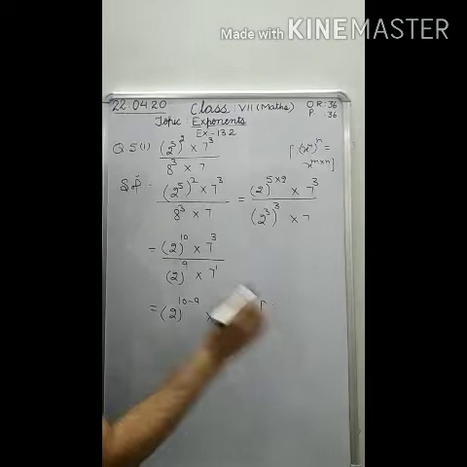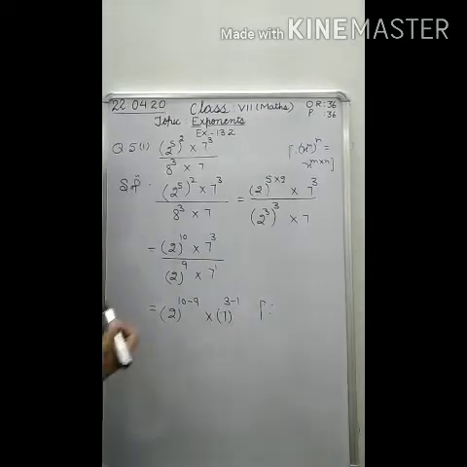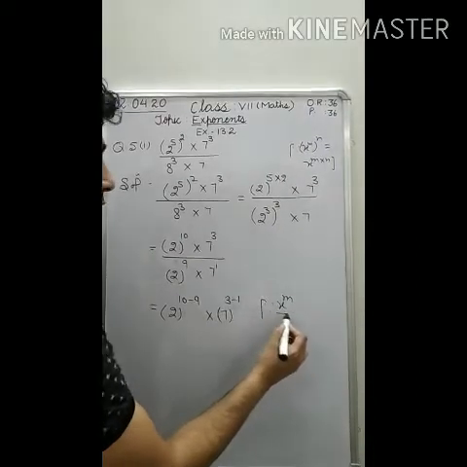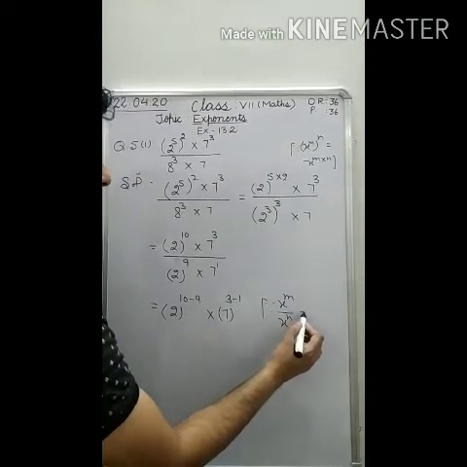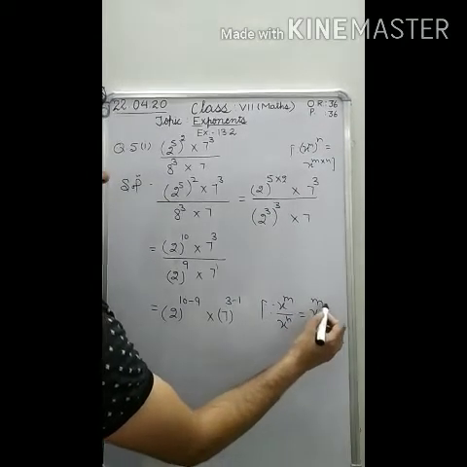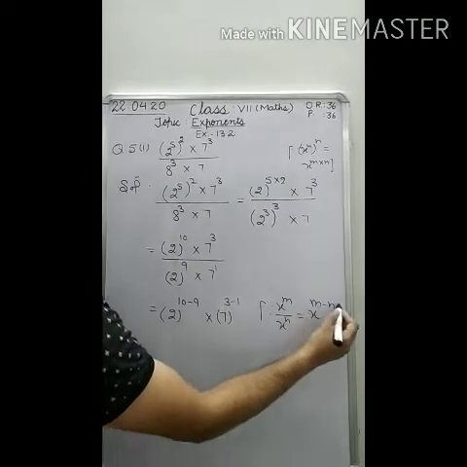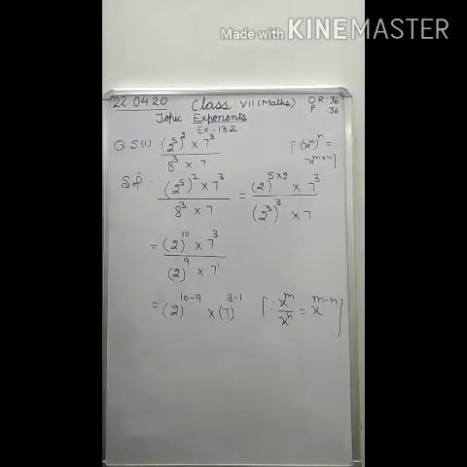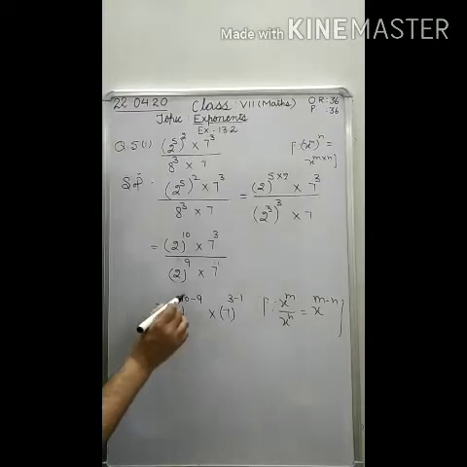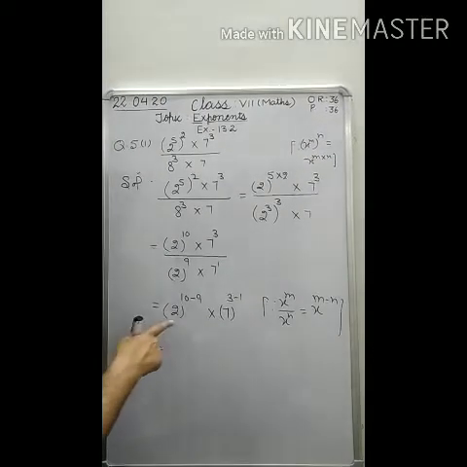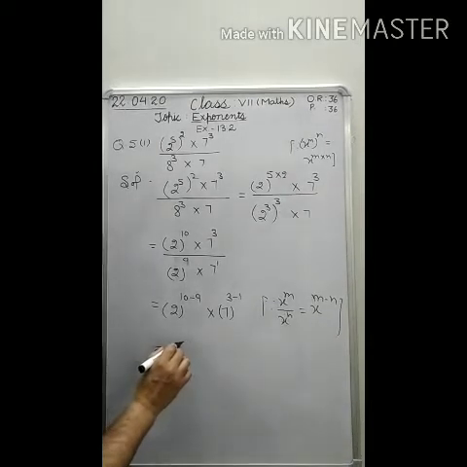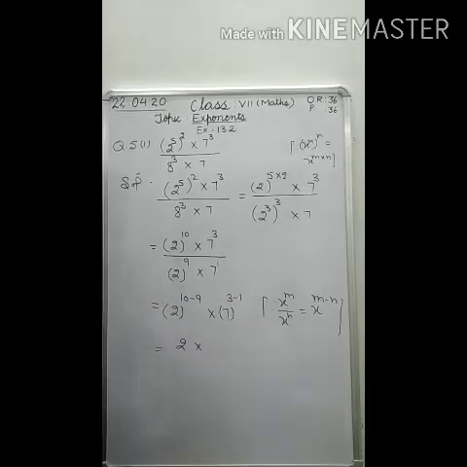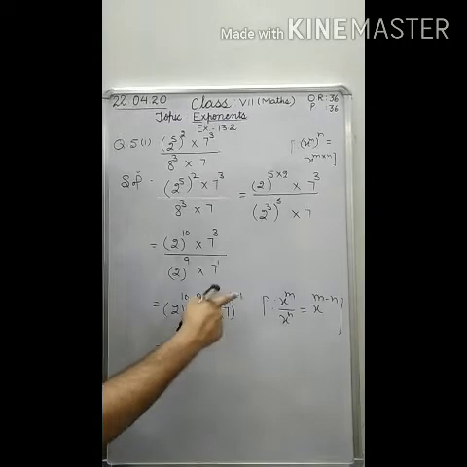And here you will mention the identity which you are going to use. What identity have you used here? Here you have used x raised to the power m upon x raised to the power n is equal to x raised to the power m minus n. This identity you have used here. Now we will solve it further. Here 10 minus 9 will be 1. Now 2 raised to the power 1 will be 2, into 7 raised to the power 3 minus 1, which is 2, so 7 raised to the power 2.